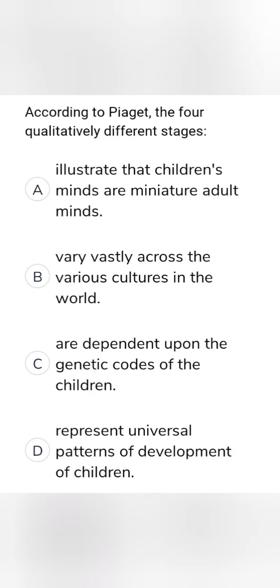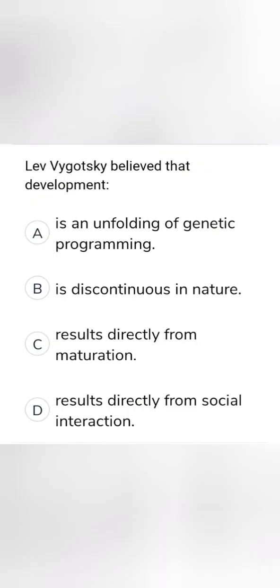Next question is, according to Piaget, the four qualitatively different stages A. Illustrate the children's mind are miniature adult minds. B. Vary vastly across the various cultures in the world. C. Are dependent upon the genetic codes of the children. D. Represent universal pattern of development of children. Option number D is right. Represent universal patterns of development of children.